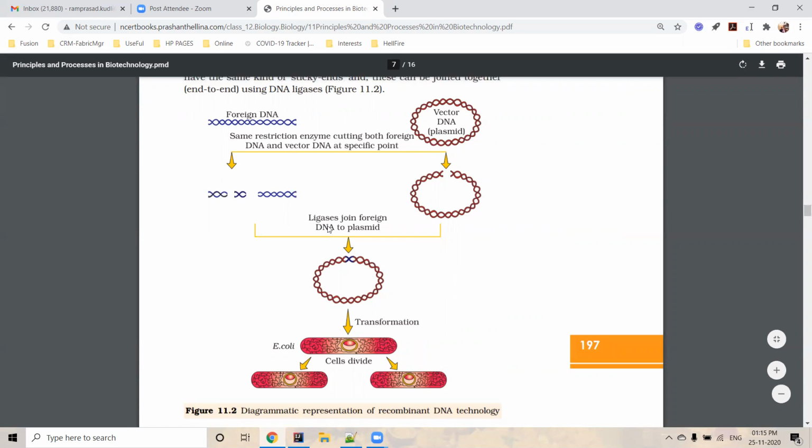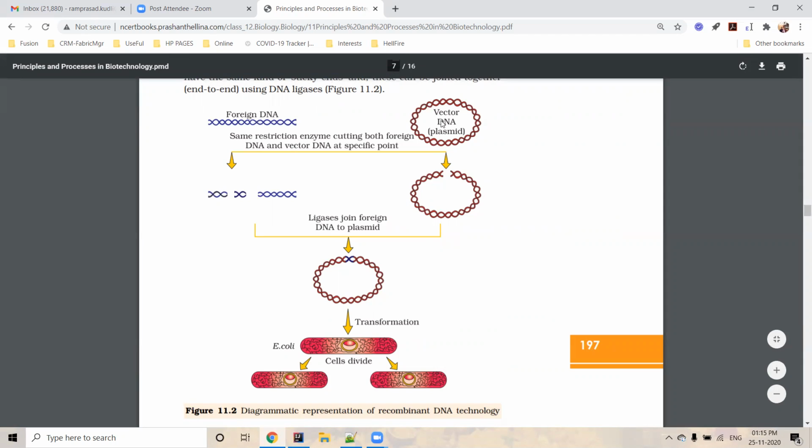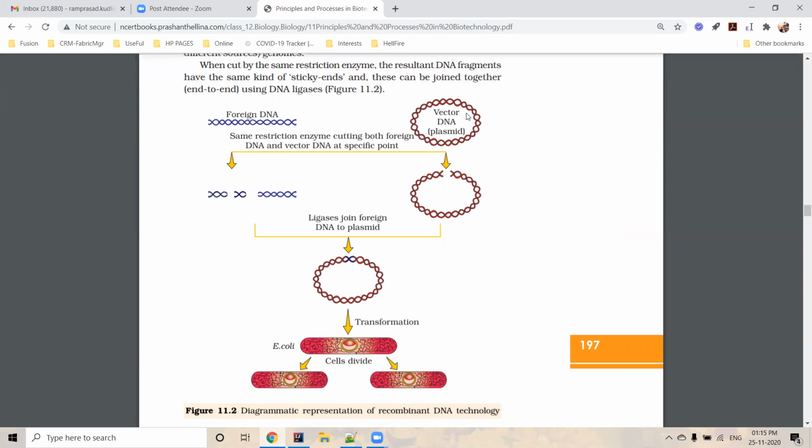Again, I'll repeat. Observe this pattern. I have a desired DNA; cut the desired DNA with a restriction enzyme. The fragments are inserted into the vector. What is a vector? It is a plasmid, an extra chromosomal DNA present in bacteria. Cut the plasmid with the same restriction enzyme. Now you can insert this foreign DNA into the vector. It is joined with the help of an enzyme, DNA ligase.